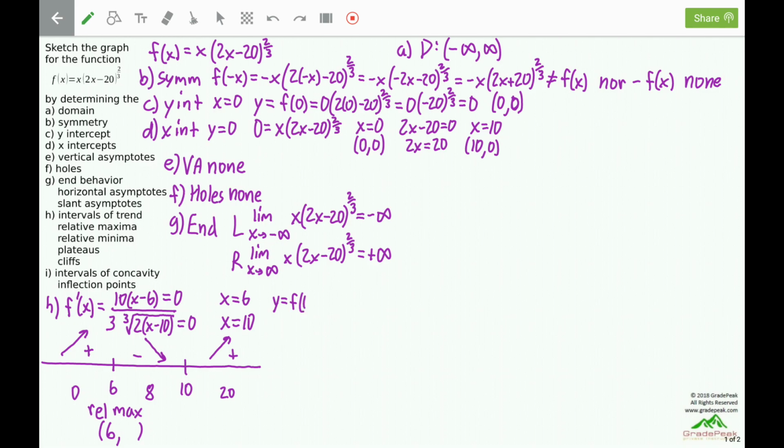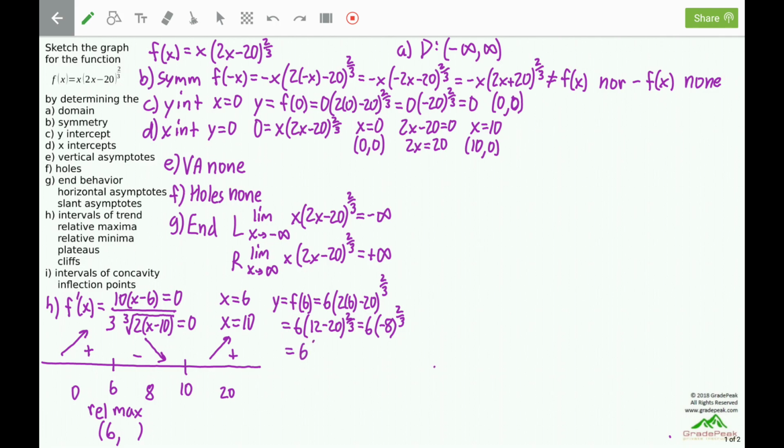Y equals f of 6, which is going to be 6 times 2 times 6 minus 20 to the 2/3 power, which is 6 times 2 times 6 is 12, and then minus 20 to the 2/3 power, which is 6 times 12 minus 20 is negative 8 to the 2/3 power.